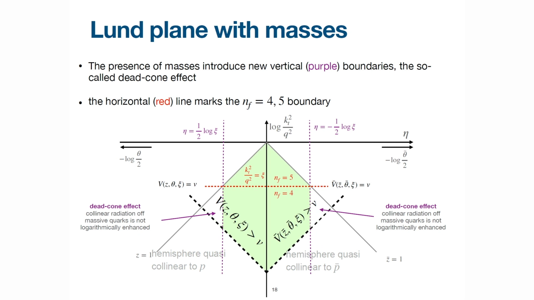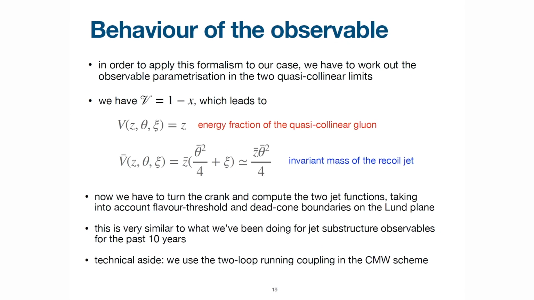Okay, so now what we have to do is essentially to draw pictures, and this one is for a generic observable V. Now we have to look at the observable that we want, which is 1 minus x. I choose 1 minus x because I'm interested in x going to 1, and I like observables that go to 0 in the soft limit. I need the parameterization of the observable in the region collinear to the B and collinear to the B bar. You do some simple kinematics, and you find that this is the energy fraction of the gluon, as expected. Instead, if you are collinear to the B bar, 1 minus x essentially corresponds to the invariant mass of the recoiling jet. Again, simple kinematics.